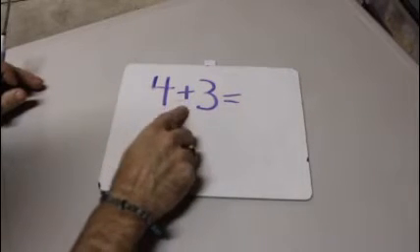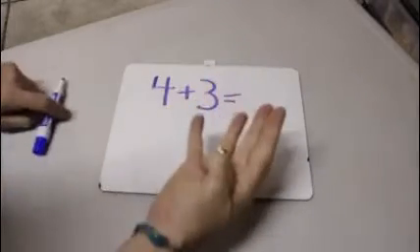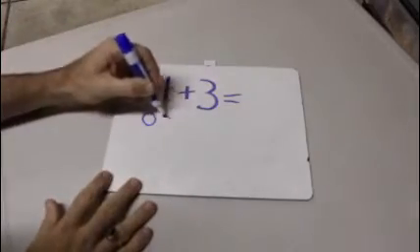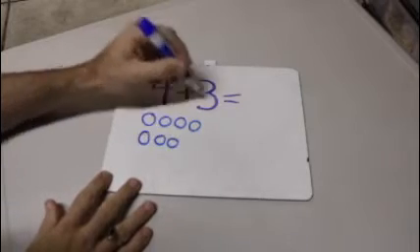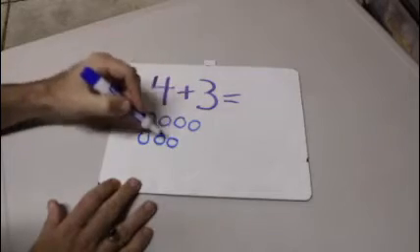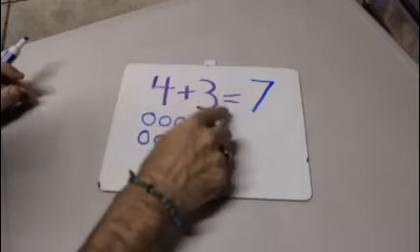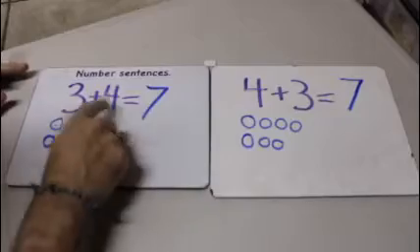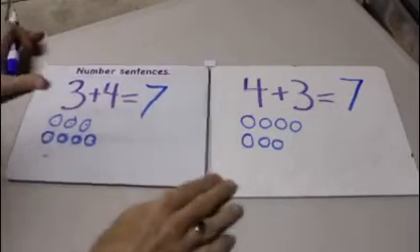Read. 4 plus 3 equals, mental math, fingers, or pictures. 1, 2, 3, 4. Plus means more. 1, 2, 3 more. How many all together? 1, 2, 3, 4, 5, 6, 7. Read it. 4 plus 3 equals 7. Remember, when we do adding, we can switch them and it still comes up with the same answer.